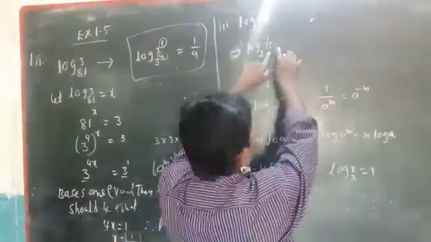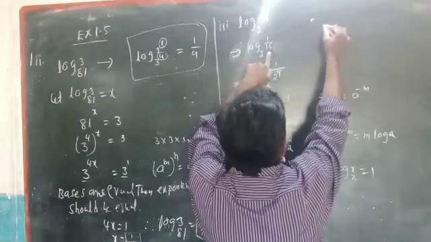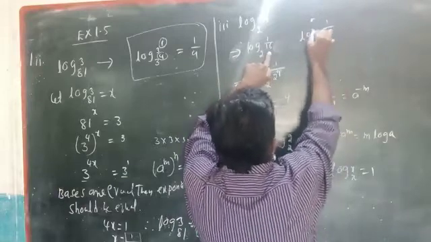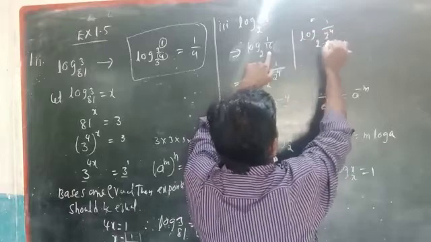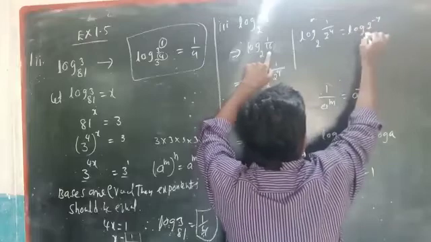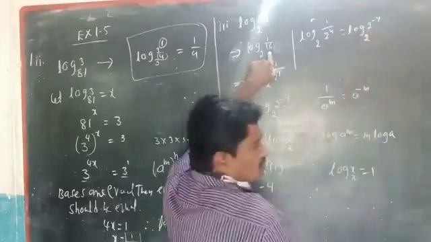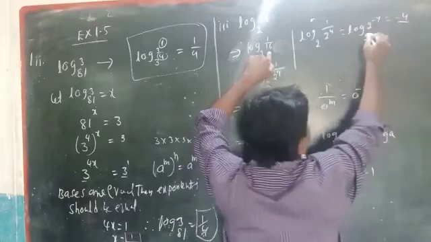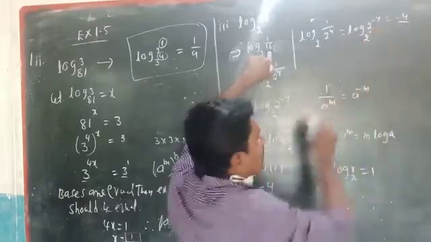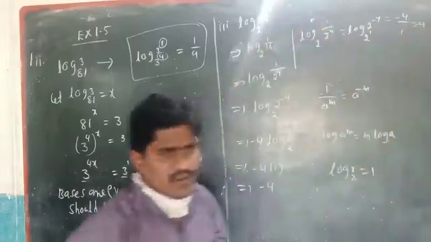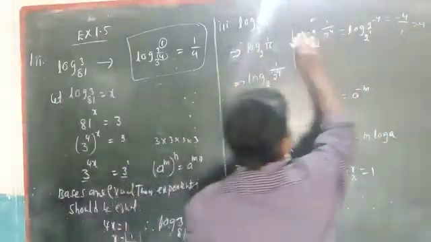So simply, 1 by 16 we can write as 1 by 2 to the power of 4. Now this we can also write as log 2 to the power of minus 4 base 2. So the power is minus 4 by the base power 1, and minus 4 by 1 is minus 4.